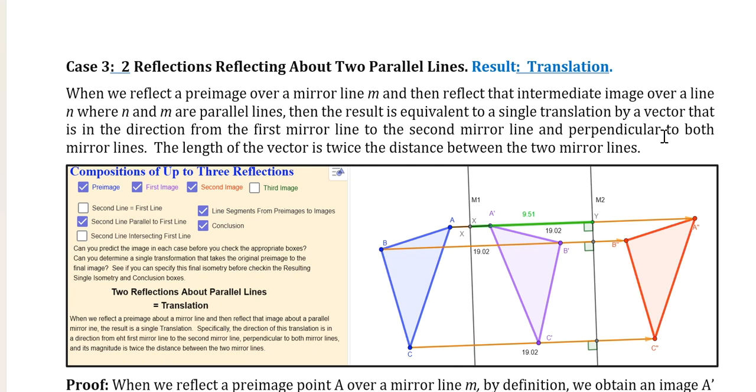Okay, I've got several cases to this proof and to this investigation. What we've done is reflecting about two parallel lines, and we've done reflecting about the same line twice. Then in the next one we'll come back and look at what happens when they're about intersecting lines.